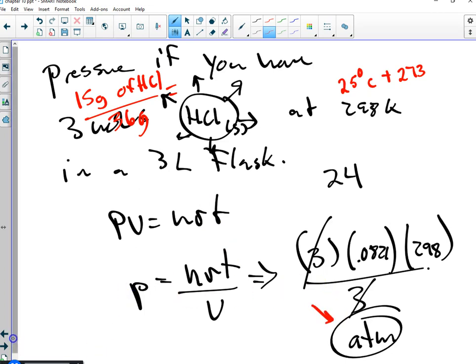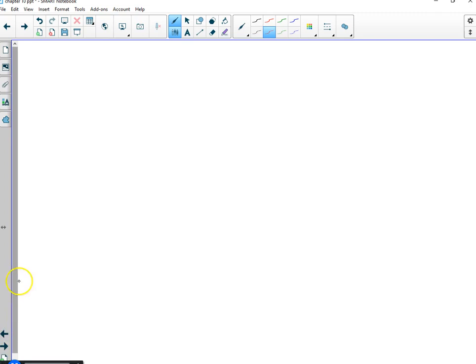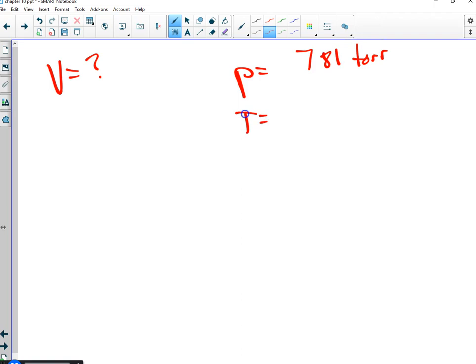So let's do a problem where we solve for volume. So volume's what I'm looking for. And let's say the pressure is equal to 781 torr. And I'll teach you what to do here in a second. We'll say that the temperature is equal to 15 degrees Celsius. And we'll still give you the number of moles just to make it easy for right now, 1.8 moles.